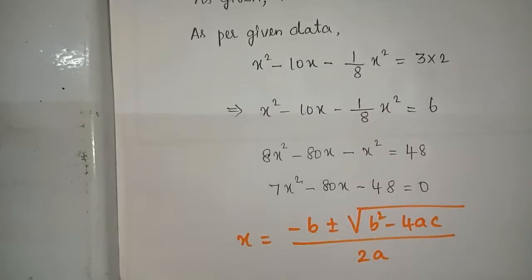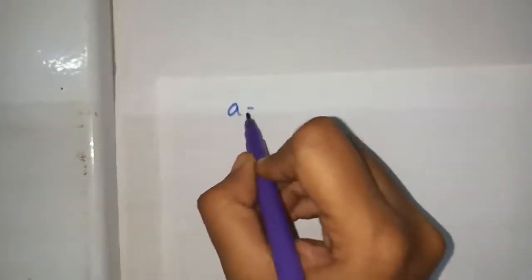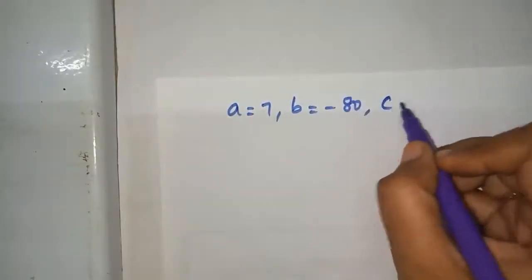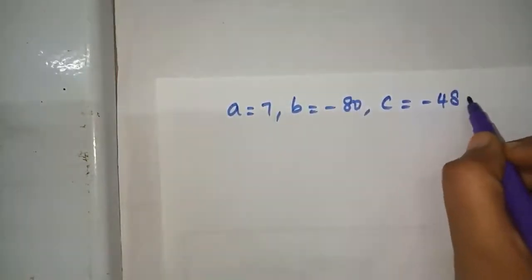So first they give the question. The second step is to convert the given word problem into a quadratic equation. Then you have to find the solution. Here we are using the solving quadratic equation by formula method. So we know that a is equal to 7, b is equal to minus 80, and c is equal to minus 48.